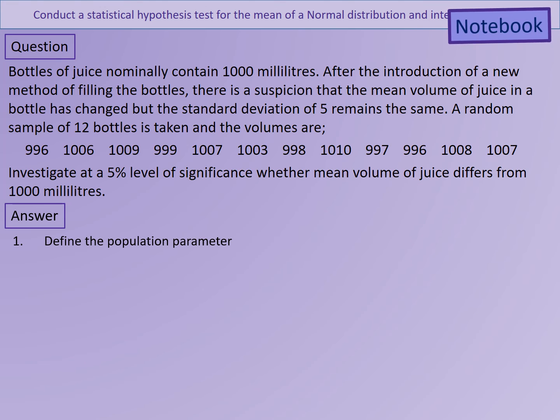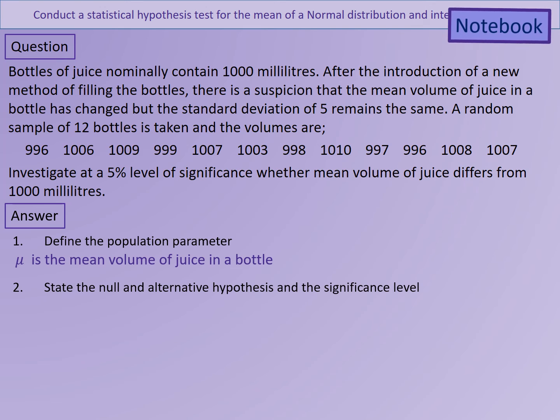Okay, so the first thing we need to do is define the population parameter. The population parameter is going to be mu, the mean volume of the juice in a bottle. Next, state the null and the alternative hypothesis and the significance level. So we pick that out of the question.